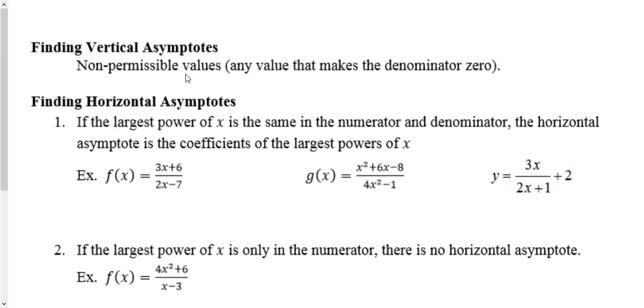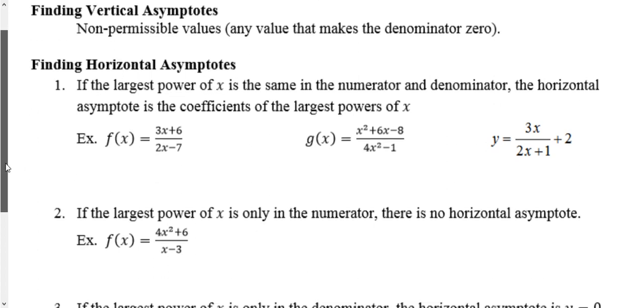So to find vertical asymptotes is quite easy. Vertical asymptotes are NPVs or non-permissible values. They're always in your denominator. It's any value that's going to make your denominator 0. So for vertical asymptote, always think what's in your bottom, what's in your denominator. For horizontal asymptote, we have three different cases that we're going to talk through.